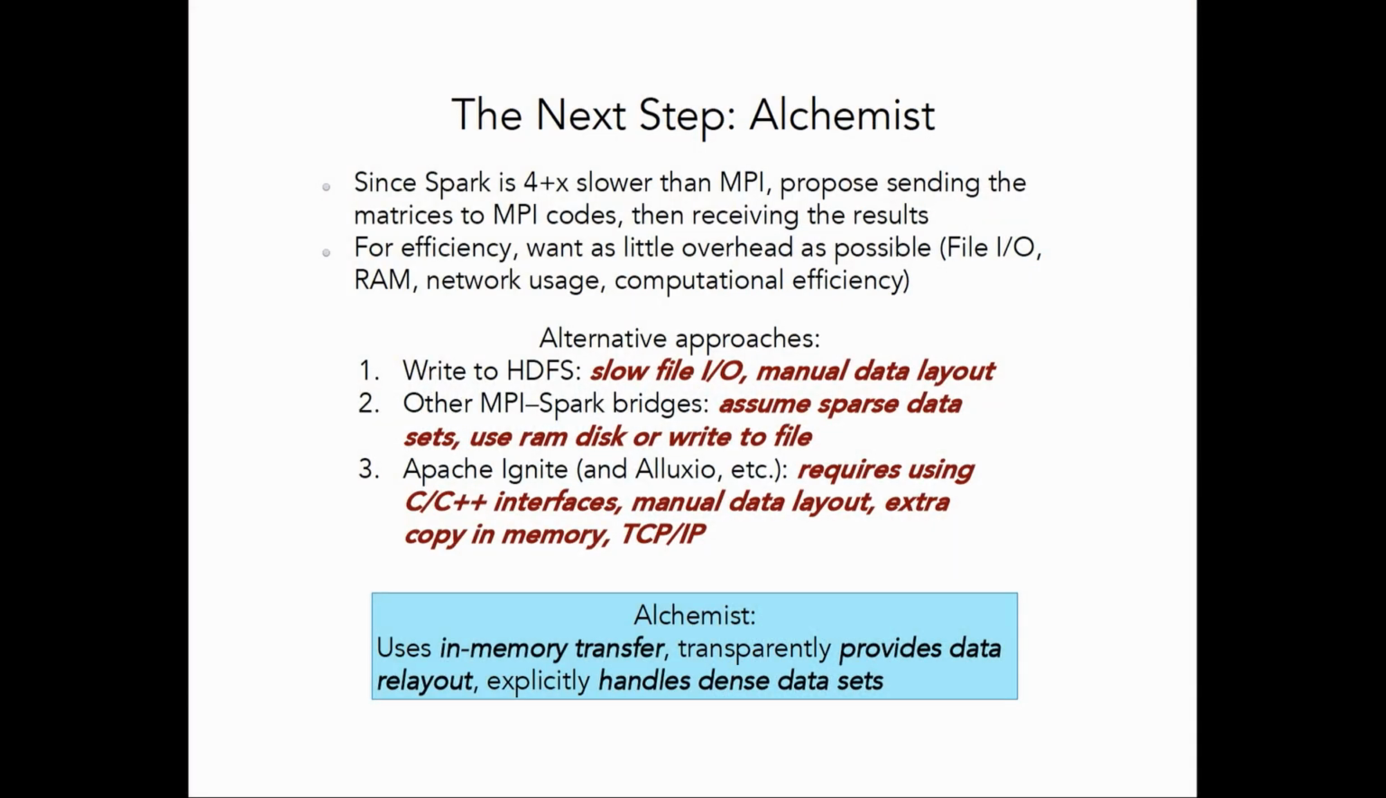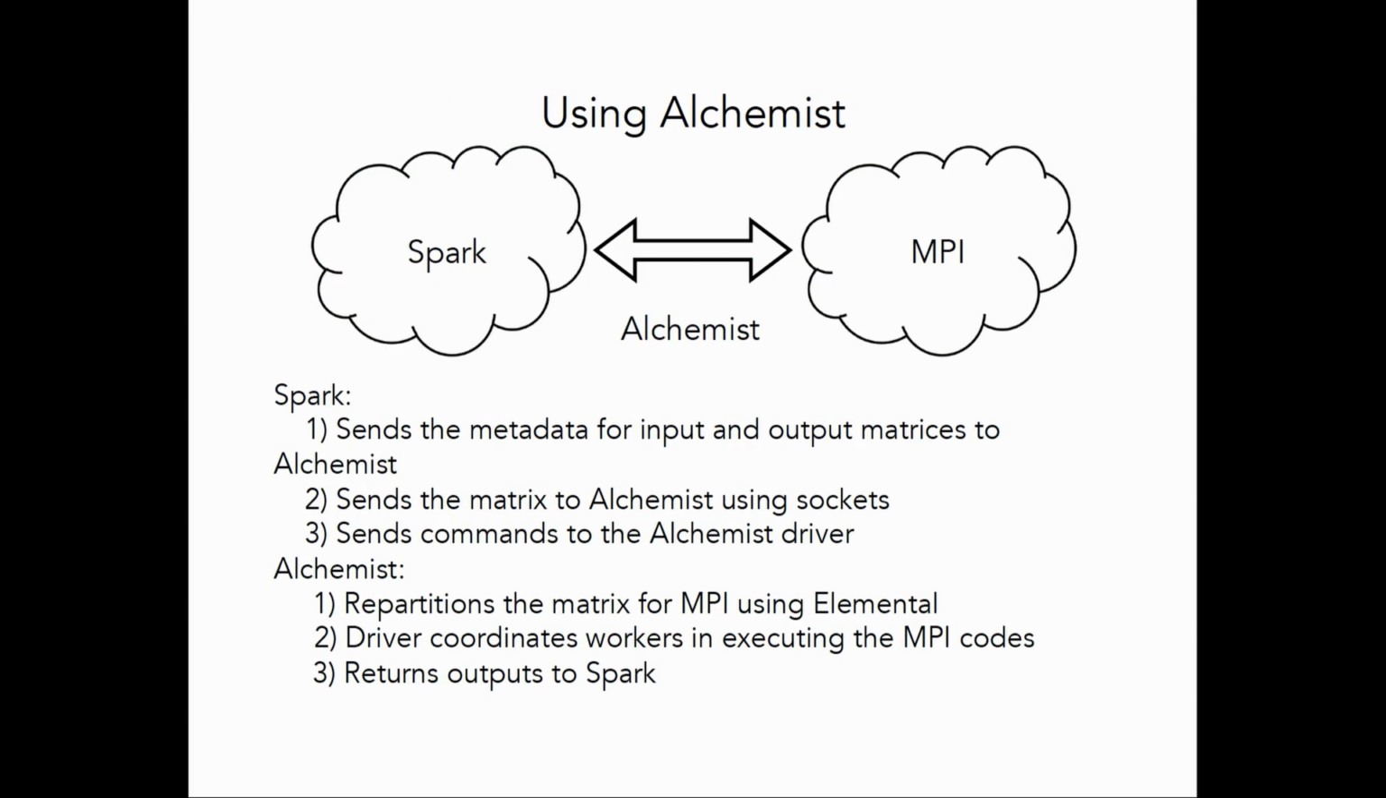Alternative approaches are to write to HDF, slow file I/O, and there are data layout issues. There are some other bridges. They assume sparse data sets, which is not the 99% use case, maybe the 80%. So it's bread and butter machine learning, but oftentimes you get dense matrices. Apache Ignite and Alluxio require C++ interfaces and manual data layout. So what we want to use is Alchemist. Alchemist uses in-memory transfer. It's going to provide data relayout transparently, and it's going to handle dense data sets in addition to sparse ones.